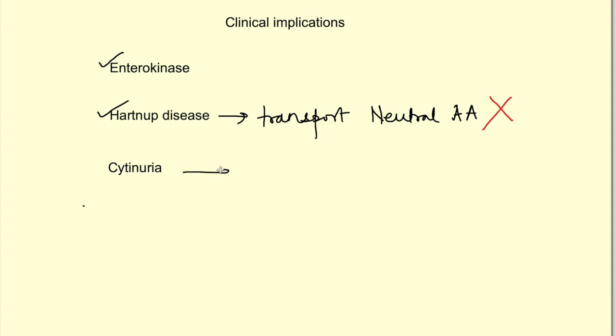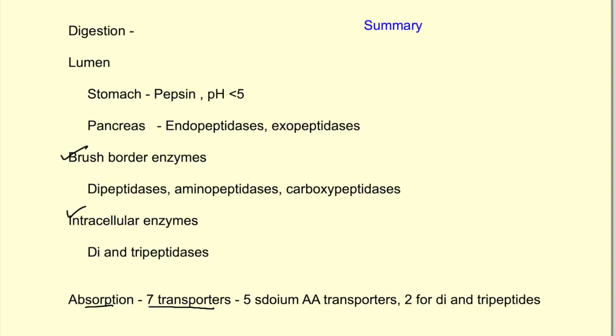Then there is Hartnup disease, in which there is defect in transport of neutral amino acids. And then there is cystinuria, in which there is defect in transport of dibasic amino acids. As I said, that there are 5 different types of sodium amino acid co-transporter. So these co-transporters are transporting different types of amino acids. So depending on which transporter is affected, we will get different diseases. So that's all about digestion and absorption of proteins.